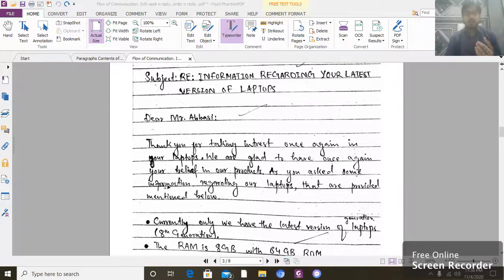Now, what you see, the writer has first of all acknowledged the information seeking, and then he has shown his positive emotions and feelings about this, and then he has very briefly mentioned that the required or requested information is mentioned below. Below means in the second paragraph.